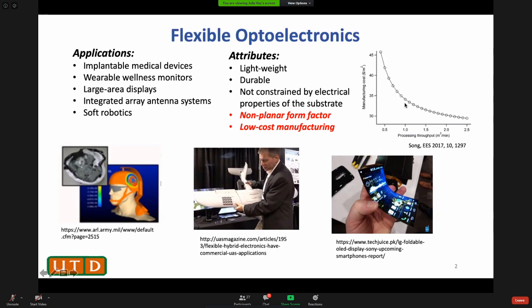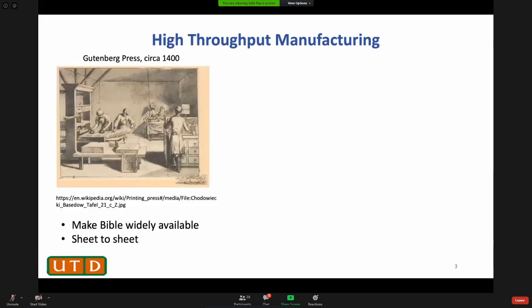And on the right, I show you, this is for perovskite solar cells. You can see that as the process throughput in terms of area increases, the manufacturing cost drops. So if we want cheap stuff, then we have to make lots of them. So how do you make lots of them? Let's go back to history.